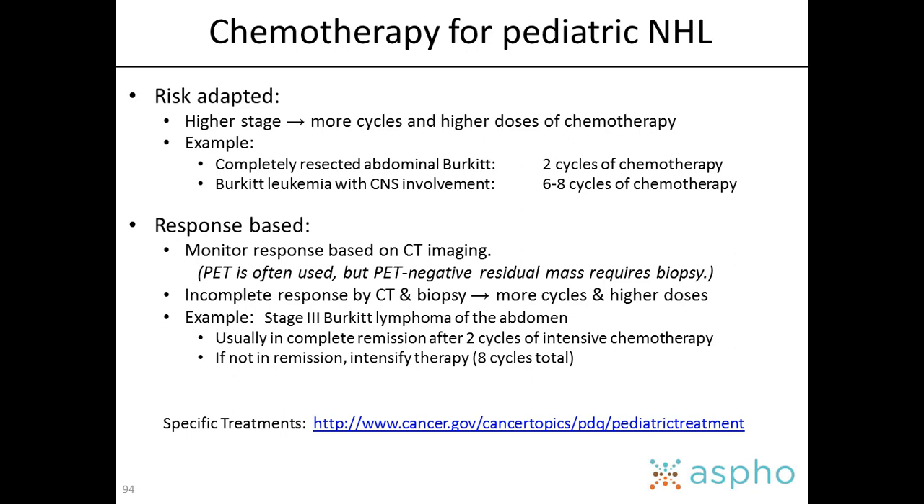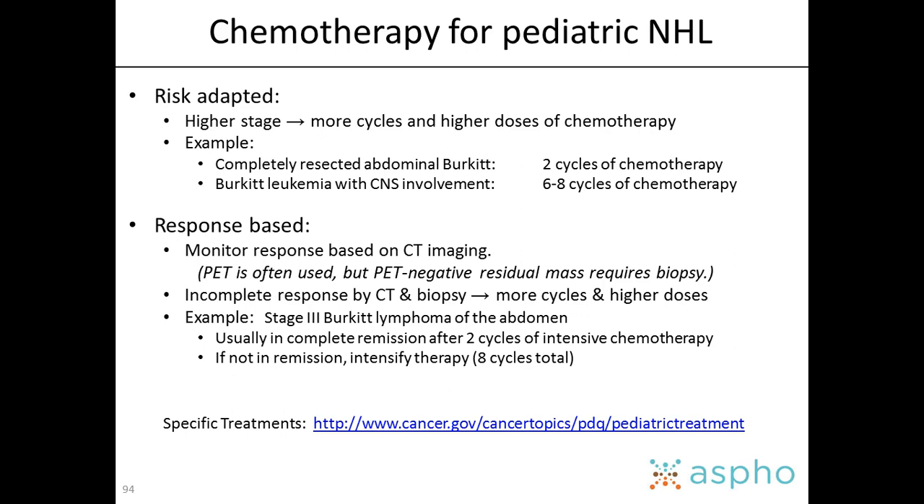Higher stage get more cycles of chemotherapy and higher doses of chemotherapy. The example here is completely resected abdominal Burkitt gets 2 cycles of chemo, whereas Burkitt's leukemia with CNS involvement might get 6 to 8. It's response-based, meaning we monitor response to imaging, and an incomplete response by CT or biopsy might receive more cycles and higher doses. So the example here is a stage 3 abdominal Burkitt, which we'd put on sort of group B therapy. They're usually in a complete remission after 2 cycles of intensive therapy, but if they're not in remission, we intensify therapy.